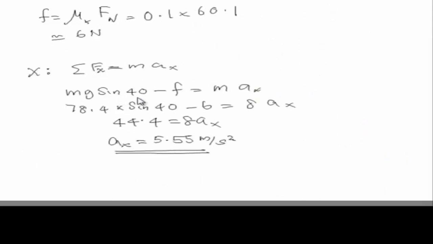So mg sine 40 minus F equals max, or in fact you can write it as F minus mg sine 40 equals m times minus ax, basically multiplying this equation by -1. So 78.4 times sine 40 minus 6 equals 8 times ax. So it's 44.4 equals 8 times ax. So the acceleration is 5.55 meters per second squared.